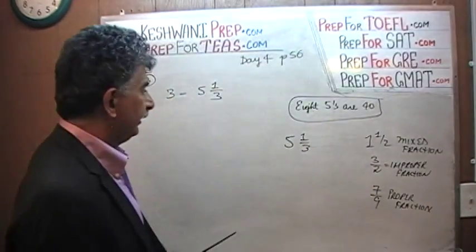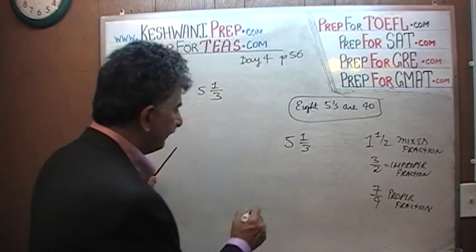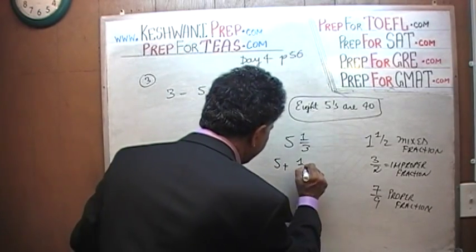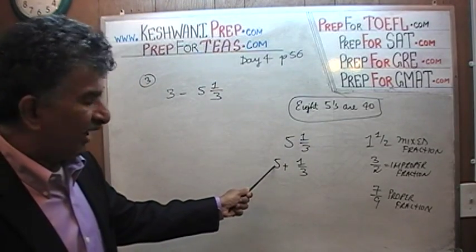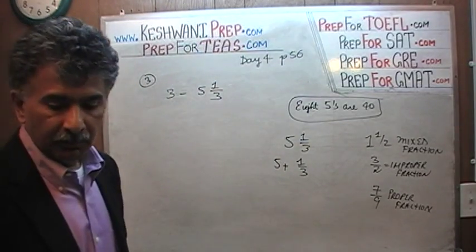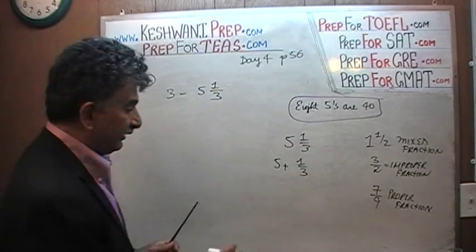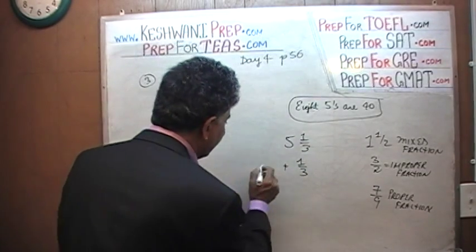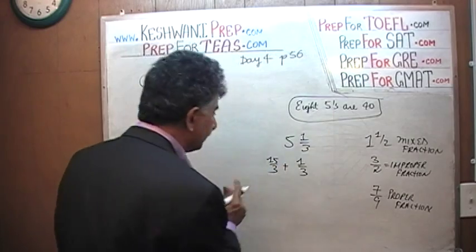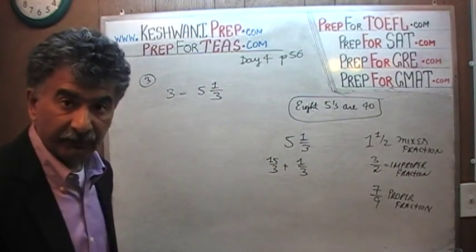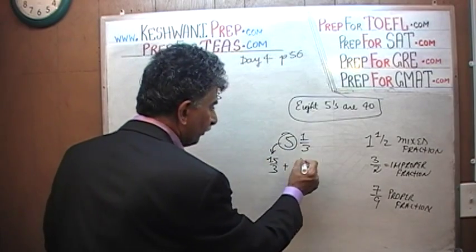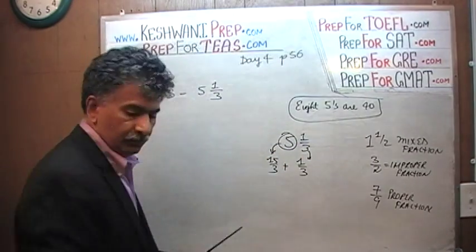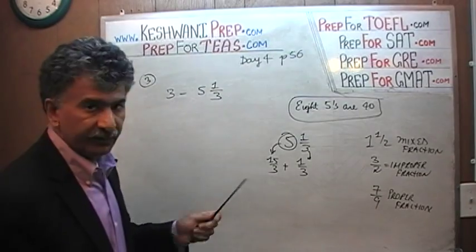So let's convert this thing. 5 and 1/3 is the same as 5 plus a third. The question is, how can we express 5 so that we have 3 at the bottom? Well, that's very straightforward. Let's write that as 15 over 3. 15 divided by 3 is 5, isn't it? So there is your 5, right here, 15 over 3. And here's your third. So we have 15 thirds plus 1/3, which is 16 thirds.